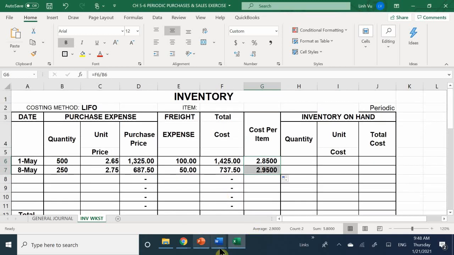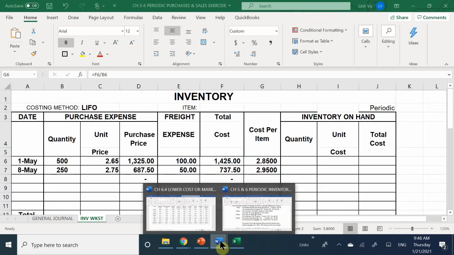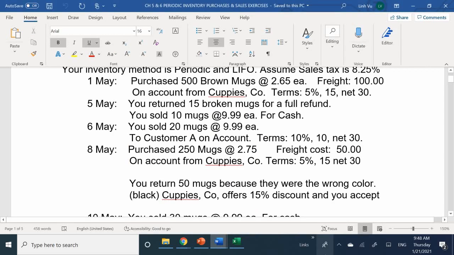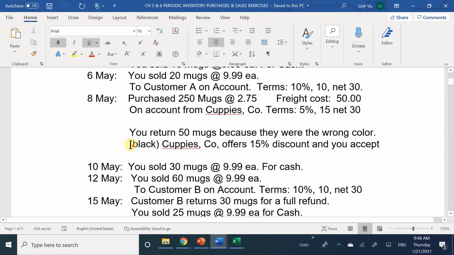All right. So let's see what the next scenario is. Okay. So then here on the same day, you end up returning 50 mugs because they were the wrong color. They were black instead of brown. However, Cuppy's Co. offered you a 15% discount and you accept it. Because at the end of the day, you could still sell those black mugs. They're only just a different color. So Cuppy's Co. convinced us to keep our mugs, but they're willing to give us a 15% discount because they shipped us the wrong order.